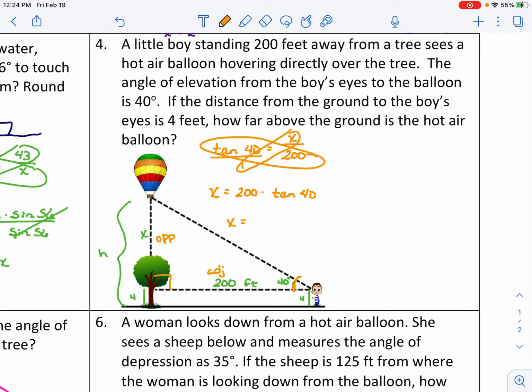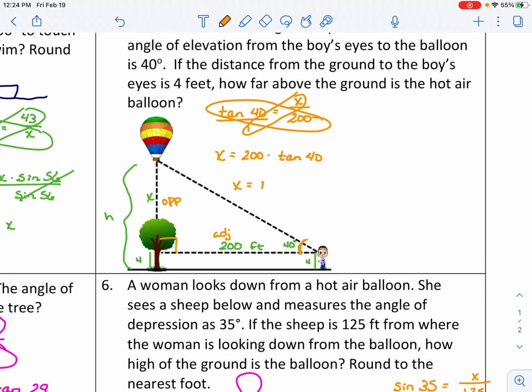200 times tangent of 40, as long as you are already in degrees. So 200 times the tangent of 40. I get 167.81. So I'm just going to leave it as 167.8, but that's only this height.